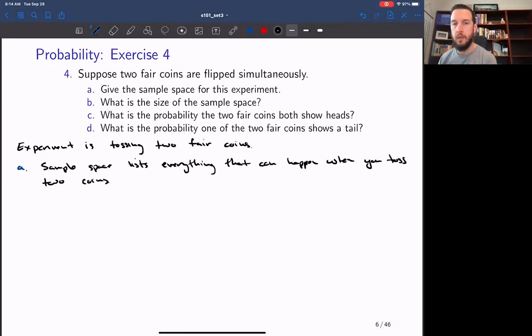Okay, so the sample space lists everything that can happen when you toss two coins. There are a lot of different ways you can write the sample space. I'll just write it like this. I'm going to put coin 1 here, and I'm going to put coin 2 here.